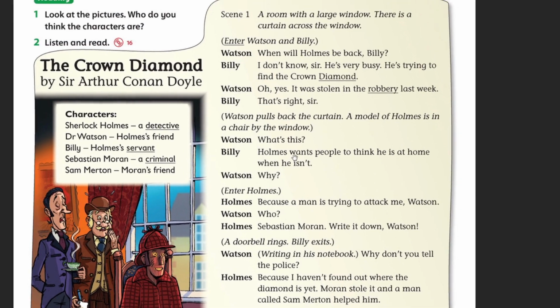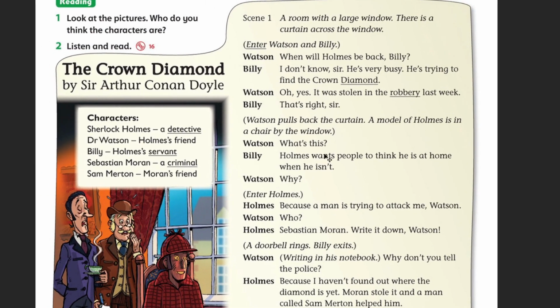Scene 1. A room with a large window. There is a curtain across the window. Enter Watson and Billy. When will Holmes be back, Billy? I don't know, sir. He's very busy. He's trying to find the Crown Diamond. Oh, yes. It was stolen in the robbery last week. That's right, sir. Watson pulls back the curtain. A model of Holmes is in a chair by the window. What's this? Holmes wants people to think he is at home when he isn't. Why? Enter Holmes.